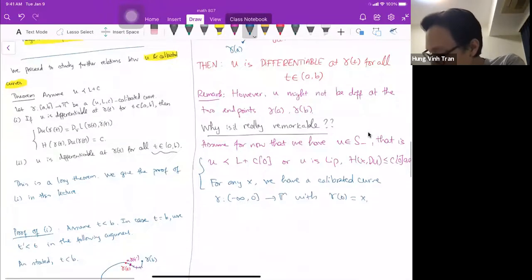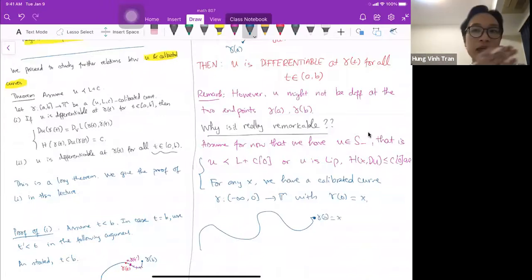Okay, let me draw again the gamma. It doesn't have a starting endpoint, right? It only ends at gamma 0 equals x, but earlier it's anything. We have proved that this is a minimizer, and then we have proved that this is C^k, satisfying the Euler-Lagrange equation, and so on and so forth.